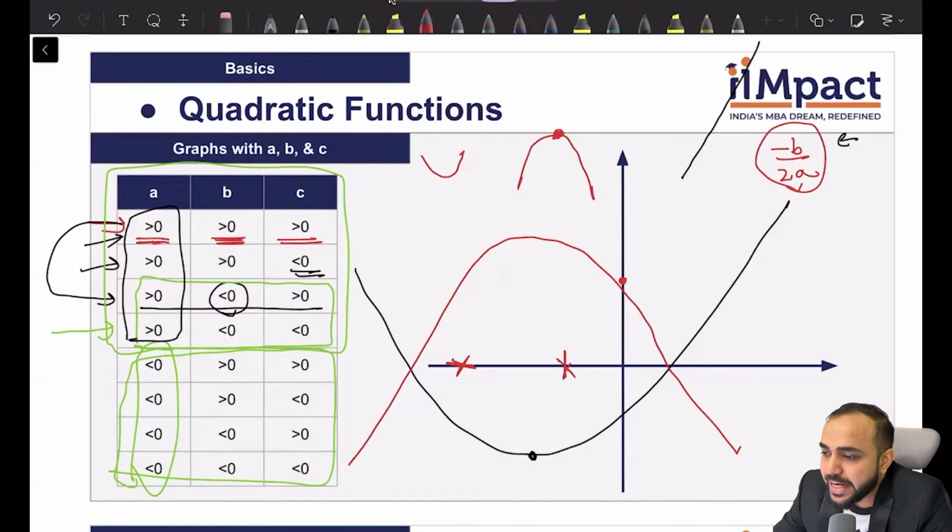All right. Secondly, would you say that if your a is greater than 0, so I'm talking about the black graph here, when you approach this vertex from the negative side, are you decreasing or increasing?